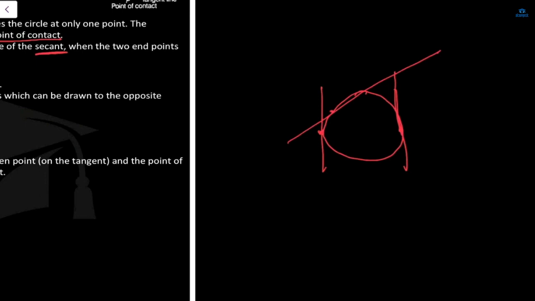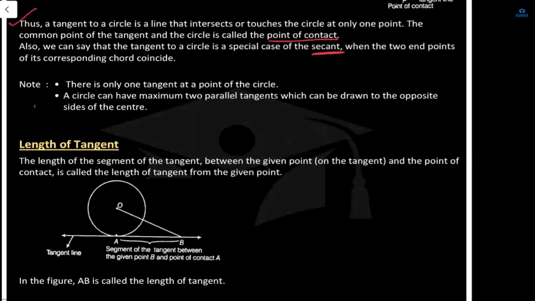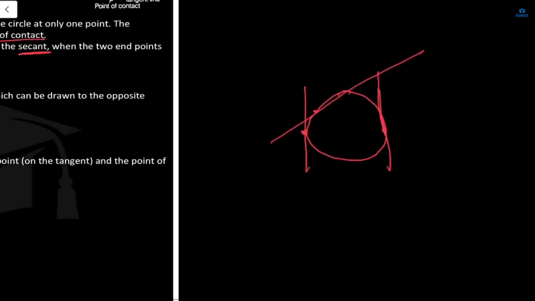Parallel tangents, look at this one: a circle can have maximum 2 parallel tangents which can be drawn to opposite sides of the center. Parallel lines never meet. Ma'am, I was asking that a circle can have maximum two tangents only. No, that I'm not saying. From every point you can have a tangent, na? Actually, the parallel, opposite tangents should not meet.